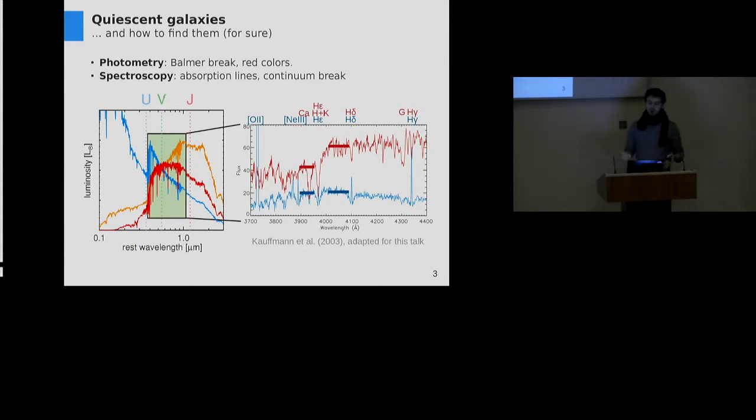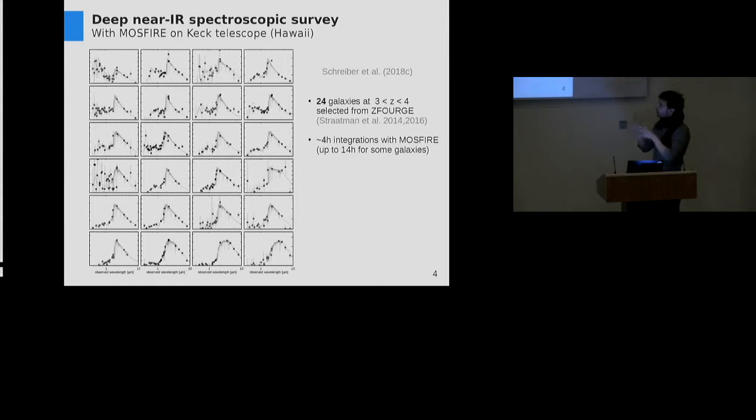But this is, of course, more costly, so you can't just go ahead and get spectroscopy for every high redshift galaxy. So you have to pre-select first those that have potentially red colors for quiescent galaxies, and then follow them up. So we played that game with a sample of about 24 galaxies that were selected in the ZFORGE survey, which is a deep cosmological survey of about, I think the total area must be less than 0.2 square degrees. So it's still a relatively small area on the sky.